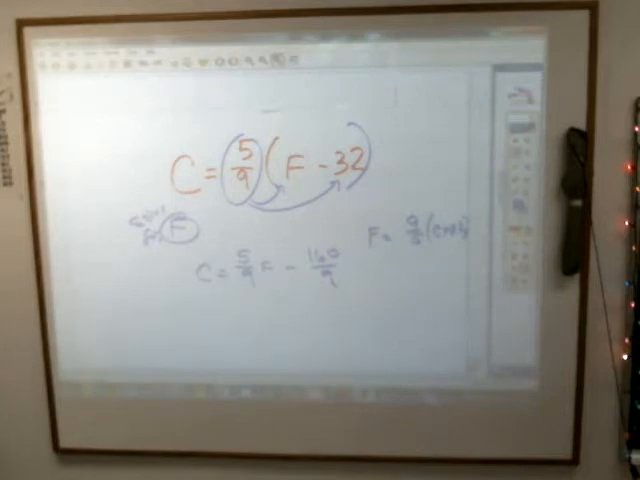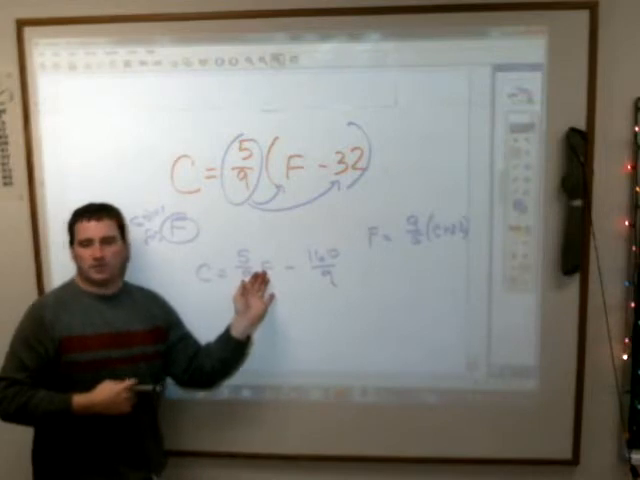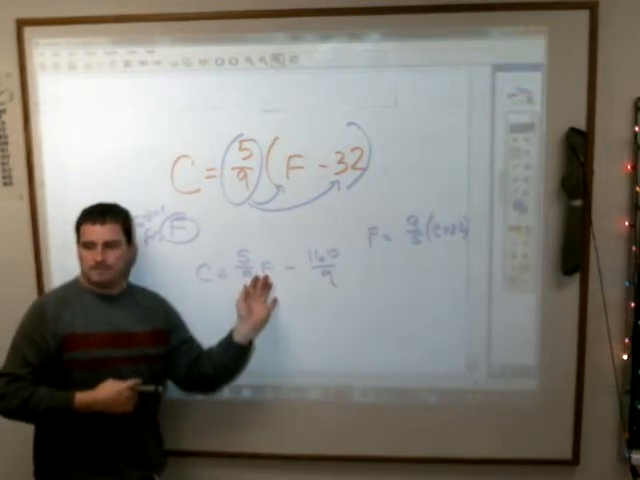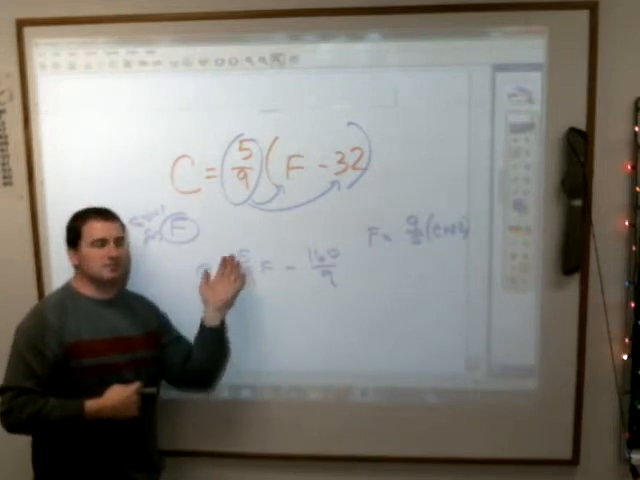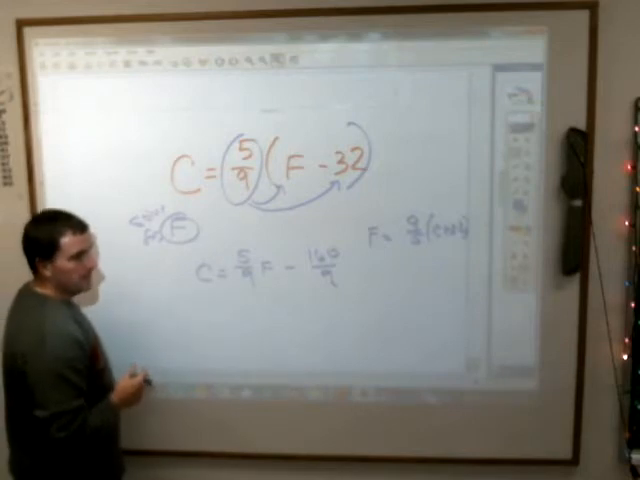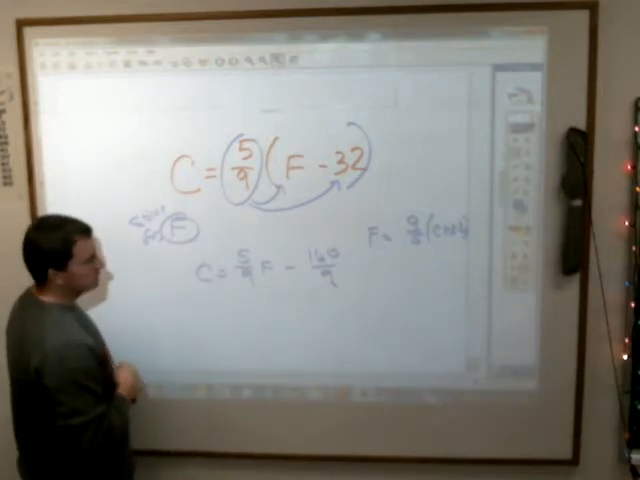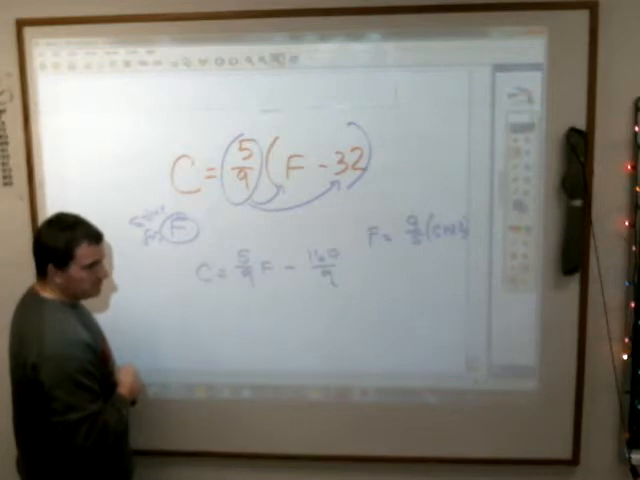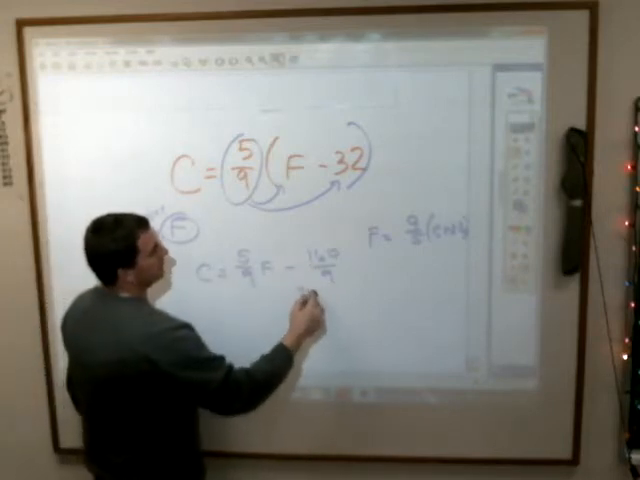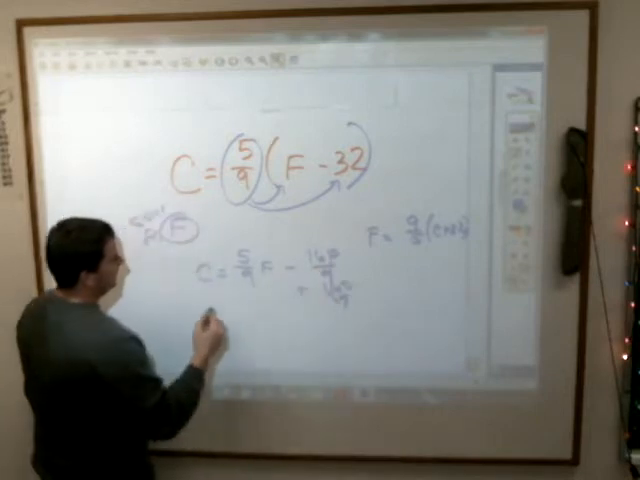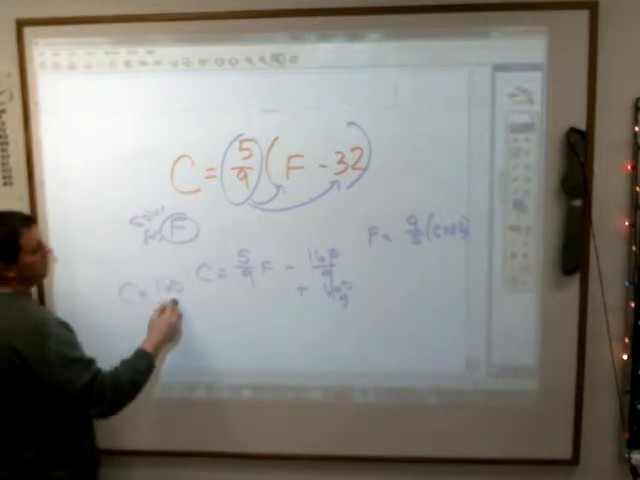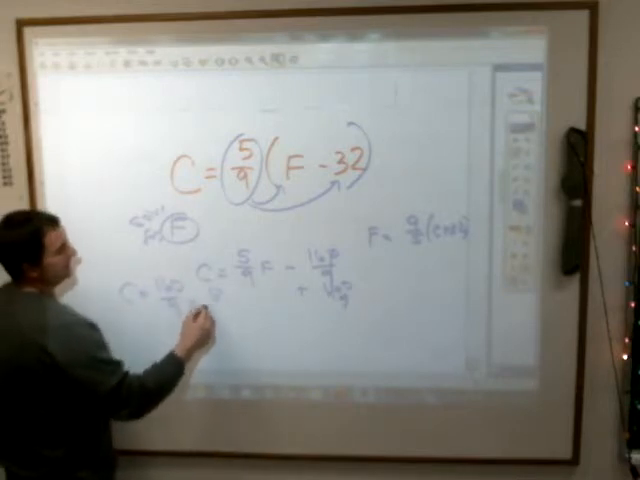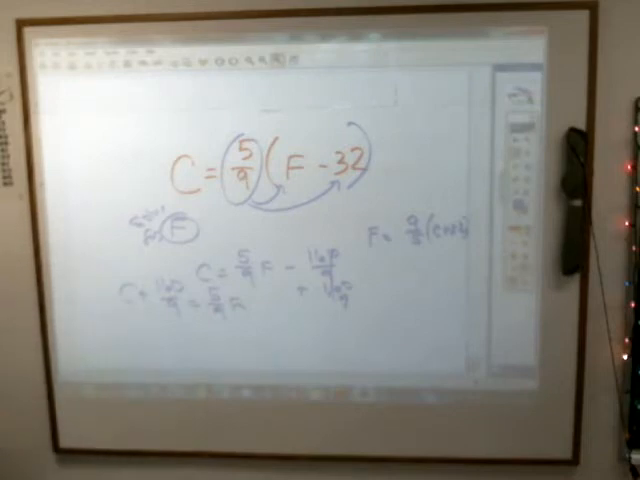Alright, now following the same rules, if I want to solve this for the letter F, I've got to get the letter F by itself. First thing to do, get rid of the addition subtraction stuff. You're going to add 160 over 9 to both sides. So this side over here equals C plus 160 over 9, and that equals 5/9 Fahrenheit.